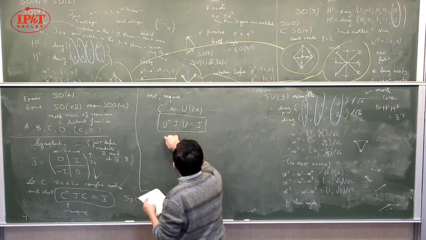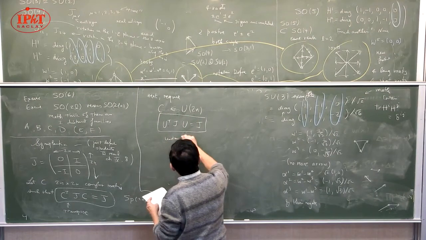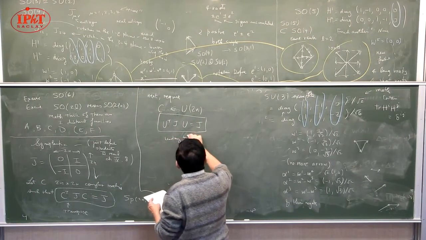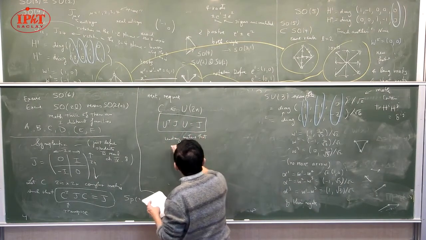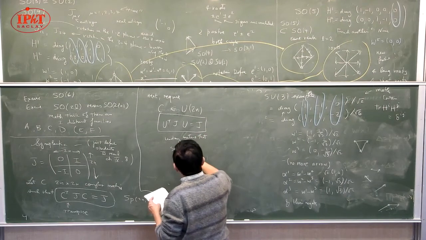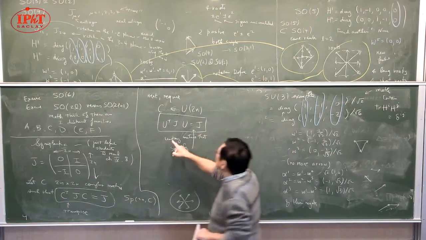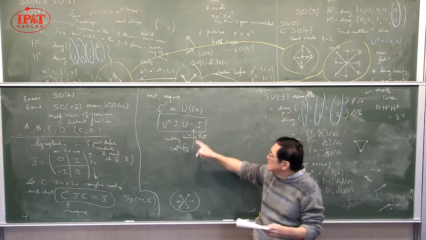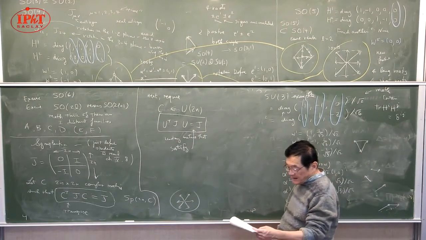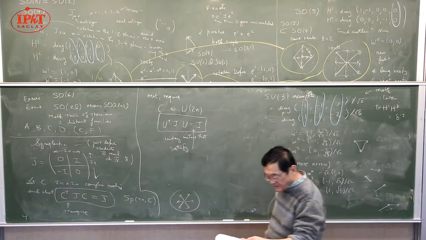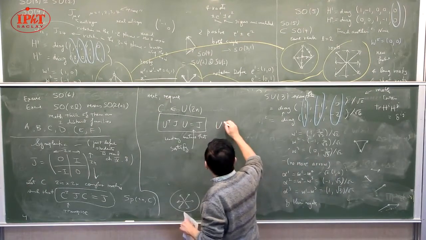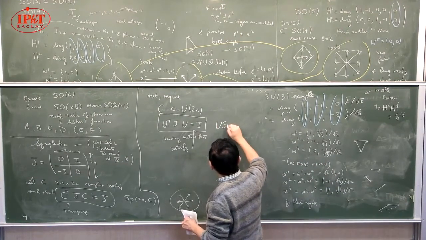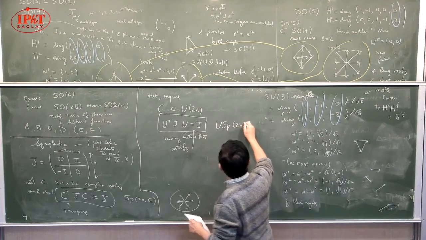So that is to say unitary matrices that satisfy this. So the claim is unitary matrices that satisfy this condition define a group. And you can check that it is in fact a group. So this group is called USP 2n.